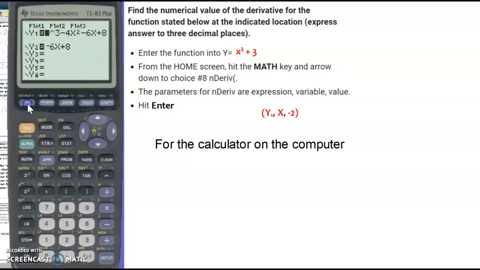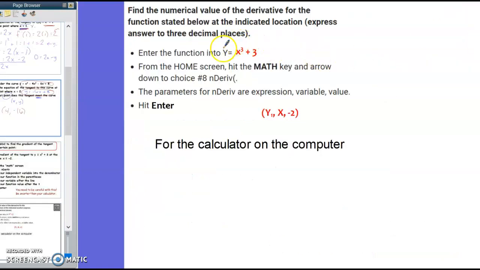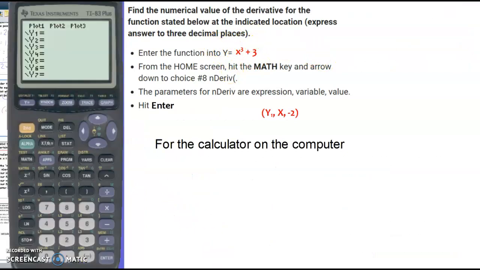So I'm going to go to my y equals and clear out what's in there. Okay, so in y1, if you look back, my directions were to find the gradient of the tangent to this curve at this point. So I just copied the curve over here. I'm going to put that into y1, x to the third plus 3. Okay, now it says to go to the home screen. So I'll go to quit. You guys see the little yellow quit right there, second quit.